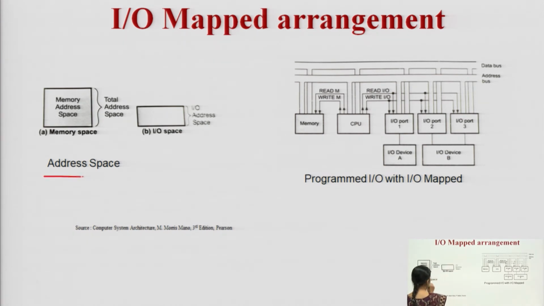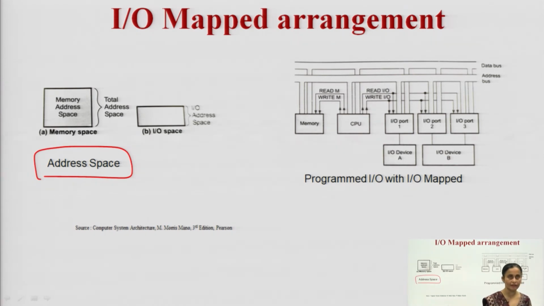If I talk about the address space, that address space is further divided into the memory space and the IO space. This is the total address space, showing the memory address space, and this is our IO address space. A separate memory space is there and a separate IO space is there.